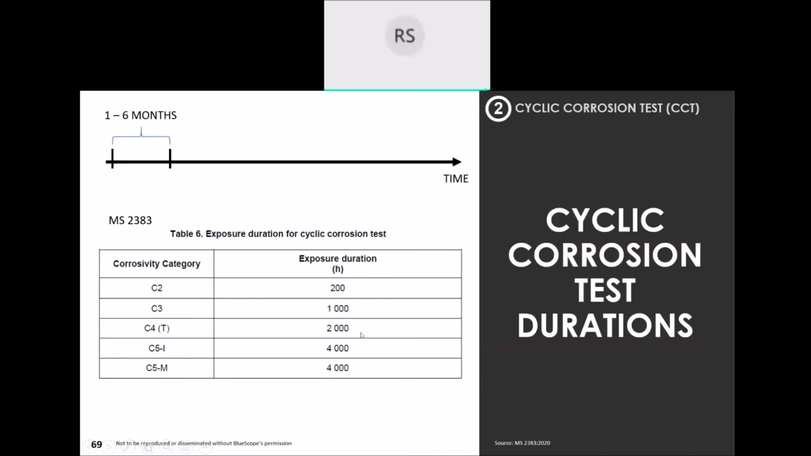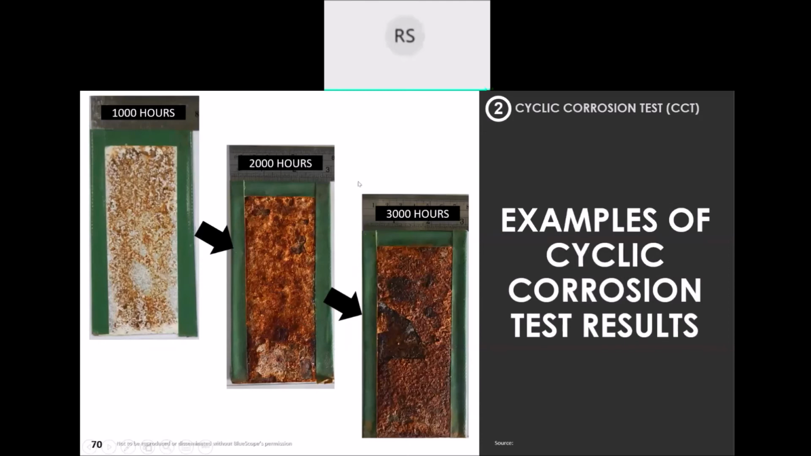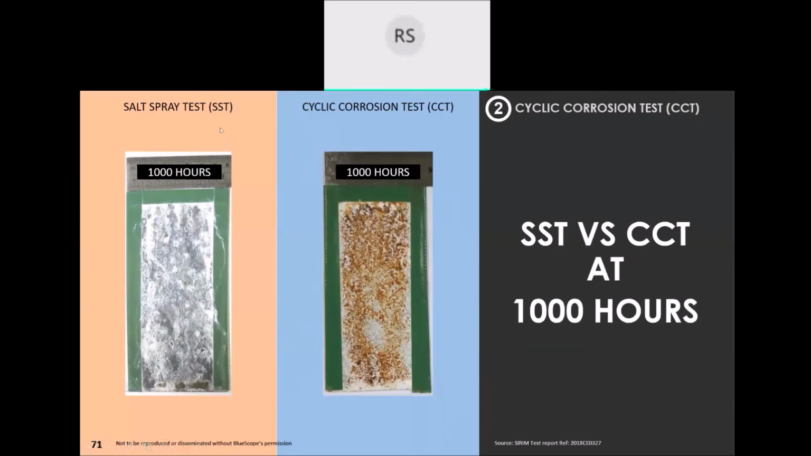Meaning the salt spray duration of 2 hours per one cycle of 8 hours will be shorter than the actual salt spray of 2,000 hours. So here is the result for comparison. Cyclic corrosion of the exact same sample that I showed you earlier: 1,000 hours, 2,000 hours, and 3,000 hours. And I pull back the 1,000 hour sample from earlier of salt spray and cyclic corrosion.